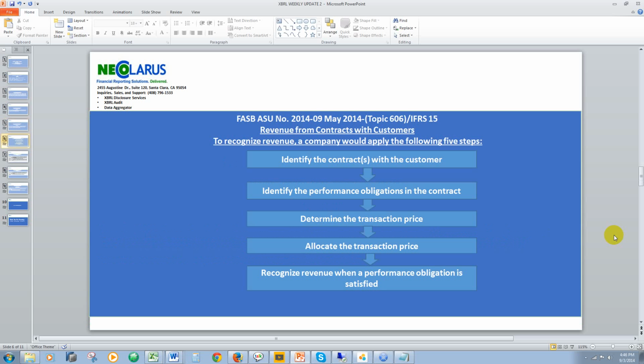So let us look at the steps for recognizing revenue. The first step is to identify the contract or contracts with the customer, and the next step is to identify the performance obligations in the contract. Then the third step is to determine the transaction price, and the fourth step is to allocate the transaction price. And the final step is to recognize revenue when a performance obligation is satisfied. So we see that each of these steps is very logical in sequence.